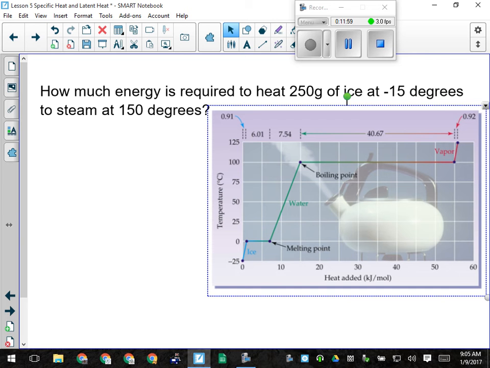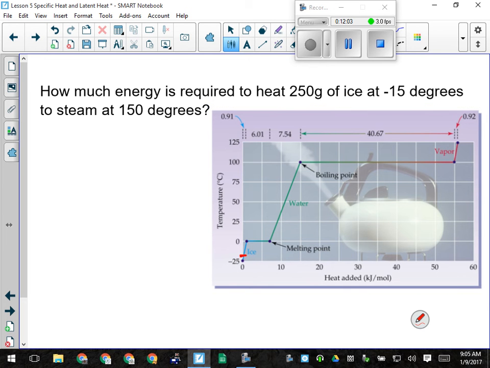Okay, so on this question, I'm going to be starting about here at minus 15 degrees, and I'm going to end up here at about 150. So I'll just extend my graph a little further. How many steps are there to this question? Like how many different calculations? I'm going to have to do 5 different calculations.